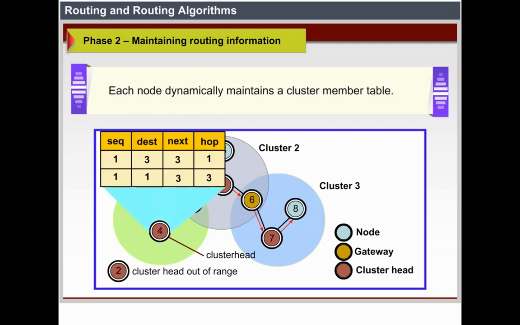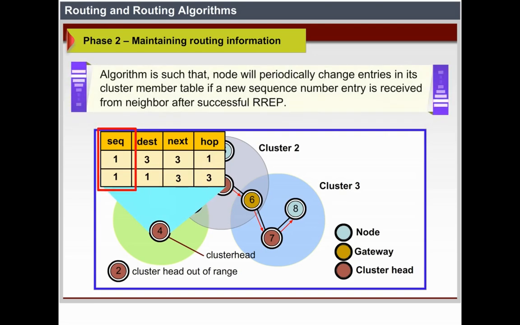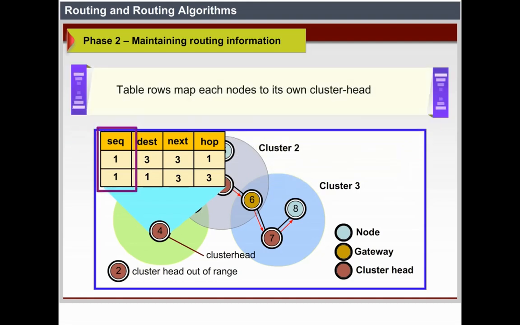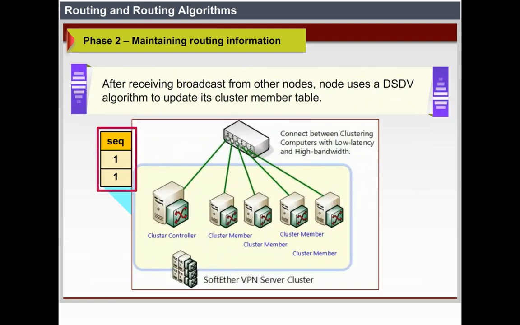Each node dynamically maintains a cluster member table. The algorithm is such that a node will periodically change entries in its cluster member table when a new sequence number entry is received from a neighbor after a successful RREP. Table rows map each node to its own cluster head. A node transmits its cluster member table periodically. After receiving broadcasts from other nodes, the node uses a DSDV algorithm to update its own cluster member table.